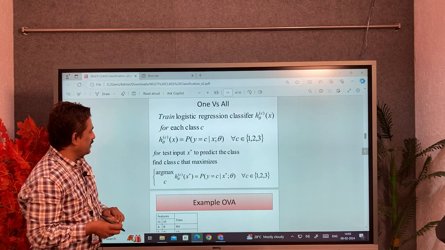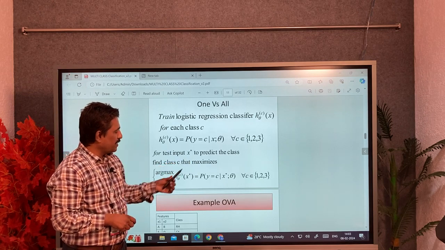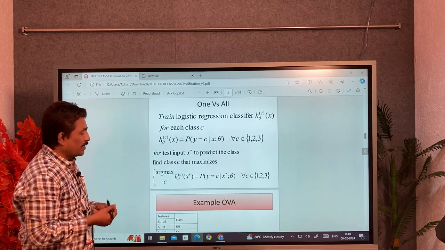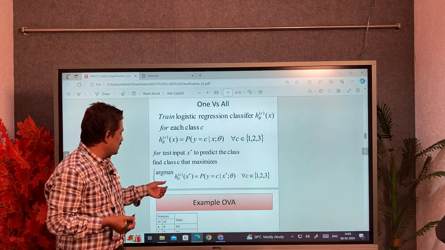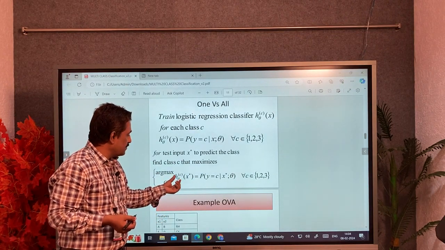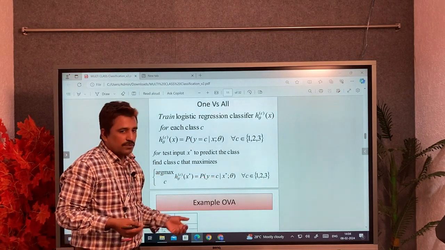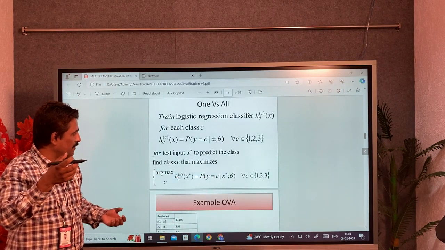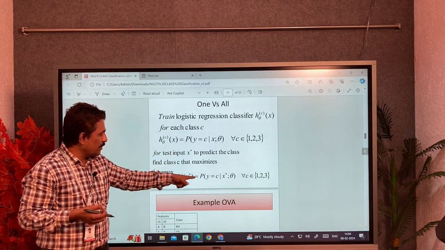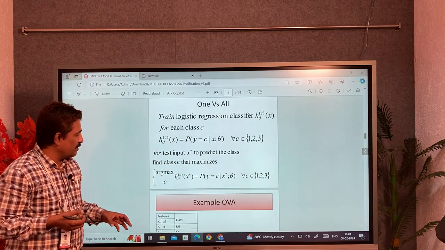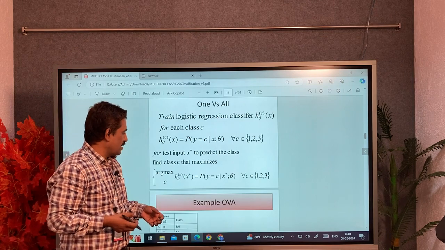How do we train? Already we discussed. So, how do you test it? Take a test input x star to predict the class. Our objective is to find the class C that maximizes the probability of being class C. So, we have the training, we have the test data. Plug in the test data, find out H1 what is the probability, H2 what is the probability, H3 what is the probability. Whichever gives the maximum probability, that is your class.